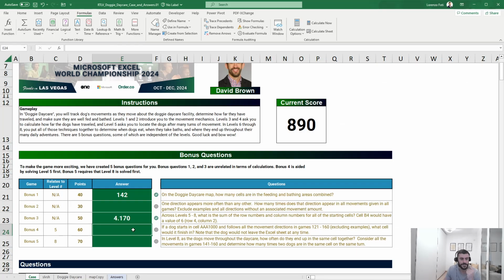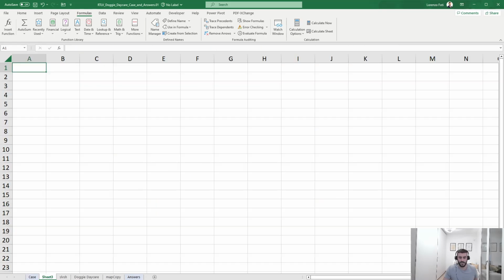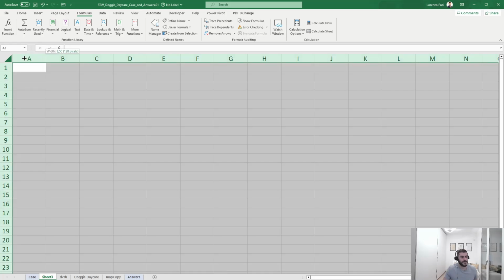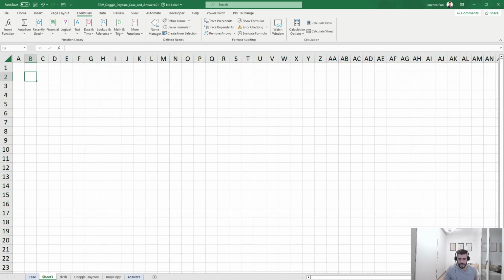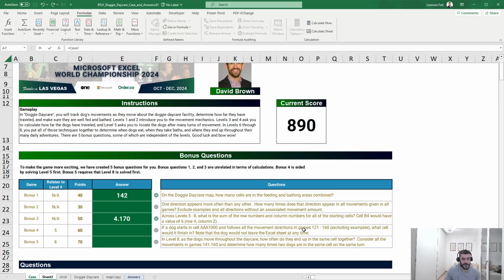So, first silly mistake. And bonus 4 is the one that I regret the most, because it was kind of simple considering the structure I built and also the LAMBDA I can use. It says if a dog starts in cell AAA1000 and follows all the movement directions in games 121 to 160, what cell will it finish in? Note that the dog will not leave the Excel sheet at any time, so you will not go out of bounds.